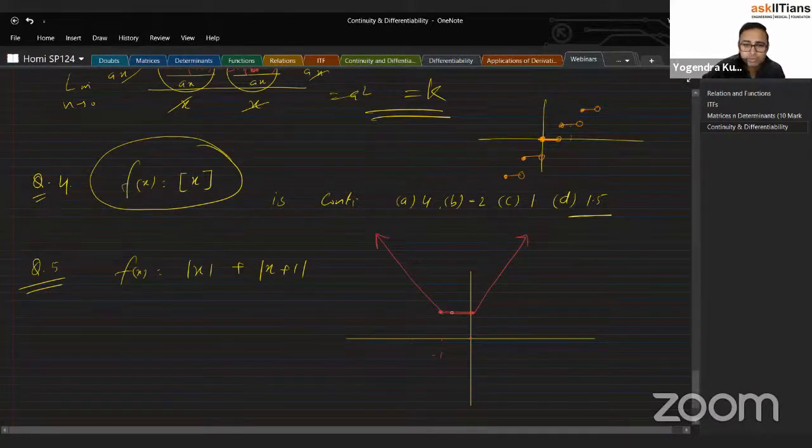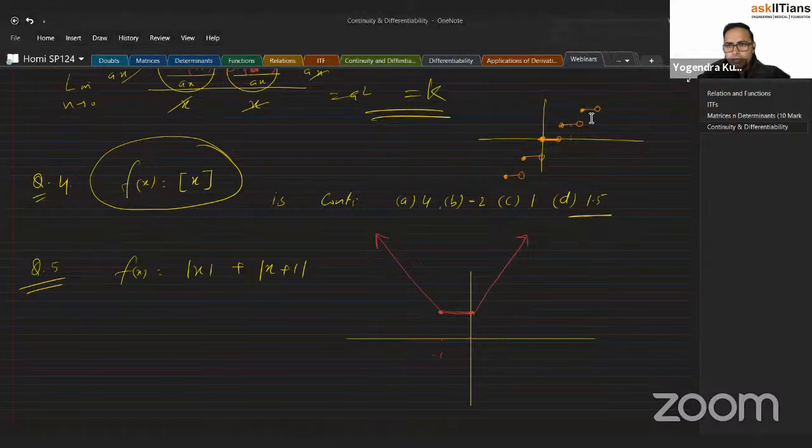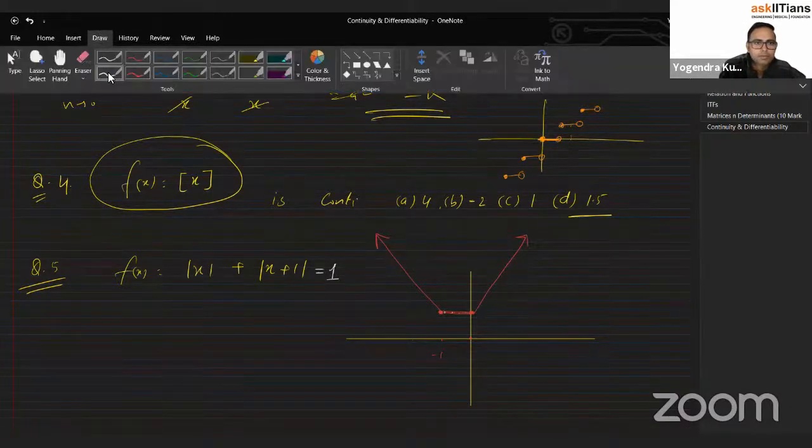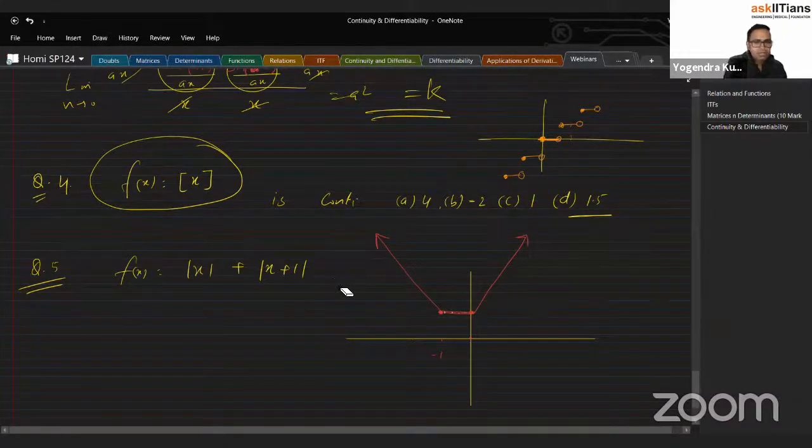Is it differentiable at -1? No. Is it differentiable at 0? No, right? Gautam, I think you didn't get my question. If it is equal to 1, how many solutions will it have? Infinite, correct. Very good, because all the points in between satisfy it. Infinite points, exactly.